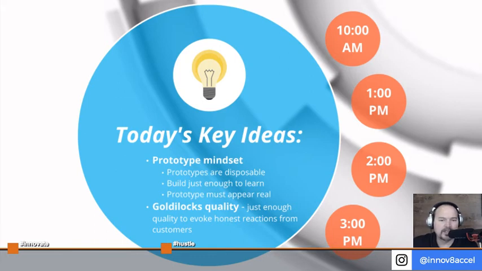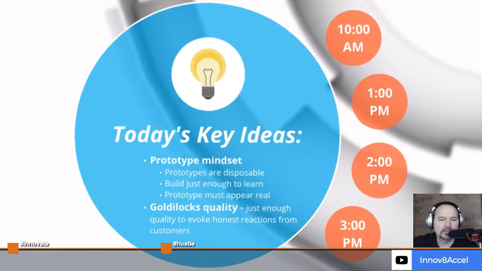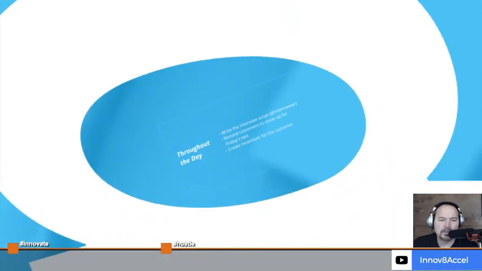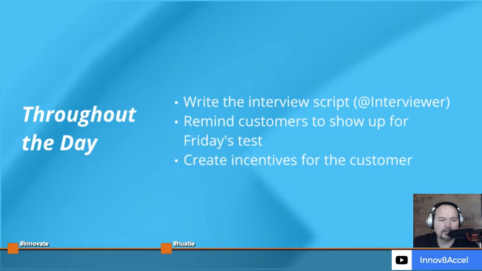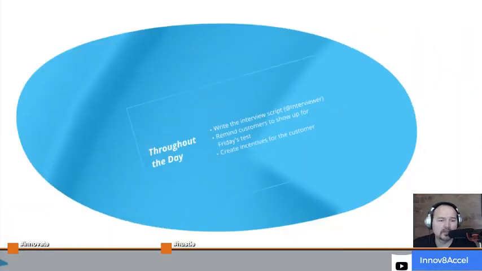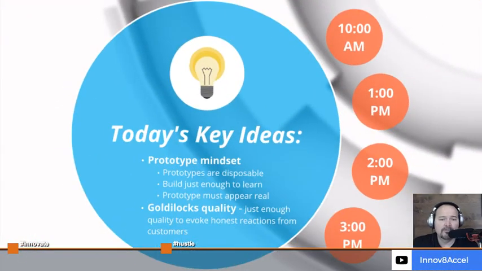Again, we're running from 10 a.m. through to 5 p.m. in the afternoon. And so we stay on this strict time budget. At this point, we should have already identified our customers earlier on in the week. We've reminded those customers to show up for the Friday test, and we've created incentives for the customers, such as a $75 or $100 gift card for them to come in. We now write the interview script as well, so we want to make sure we're dividing and conquering to do that type of thing so that we're ready for Friday itself.